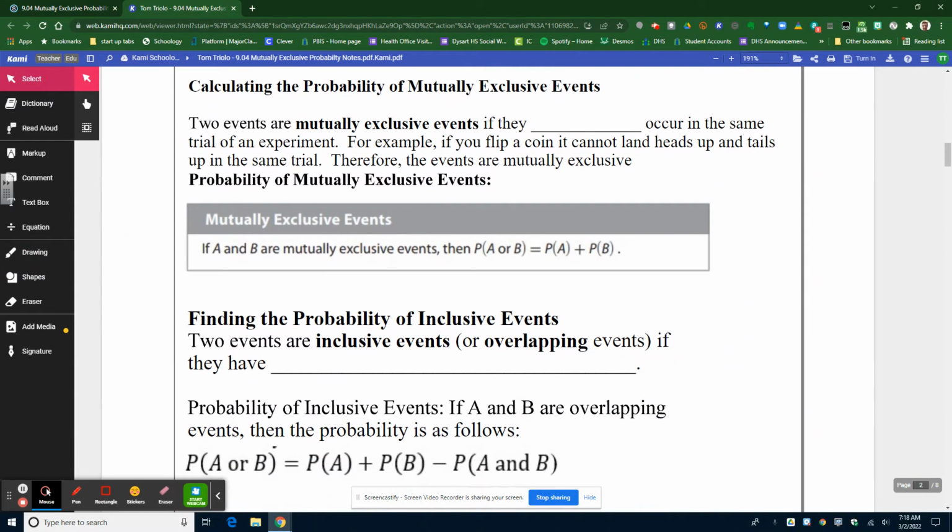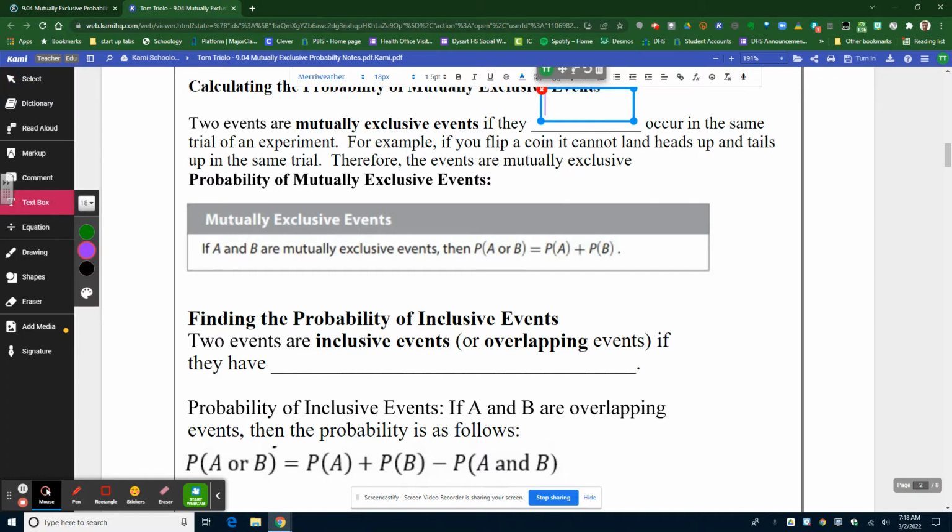Two events are mutually exclusive if they do not occur in the same trial of an experiment. Let's make a text box. Do not, D-O-N-O-T, or if you like the contraction, you can put don't. So it's really easy to find the probabilities of one or the other because we just add them together.